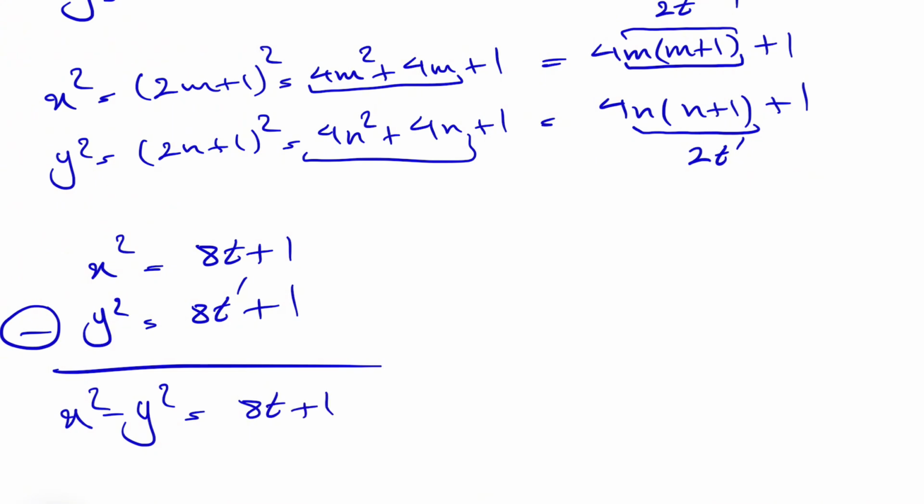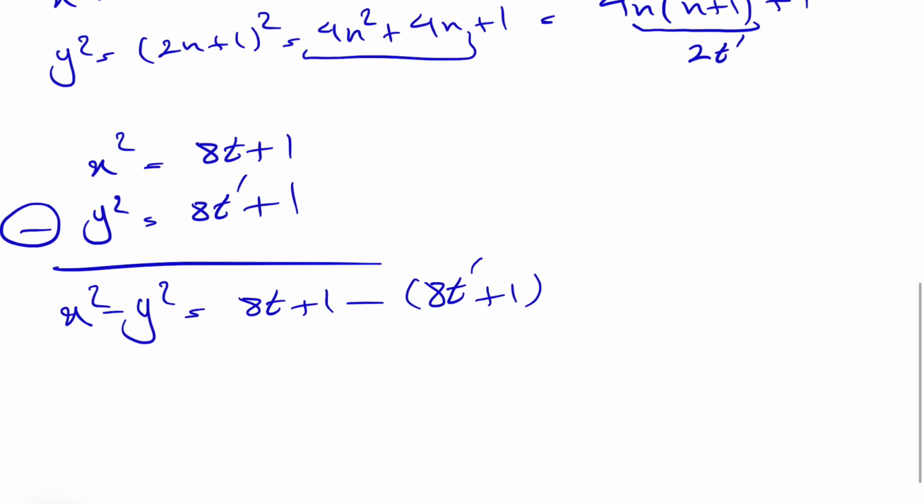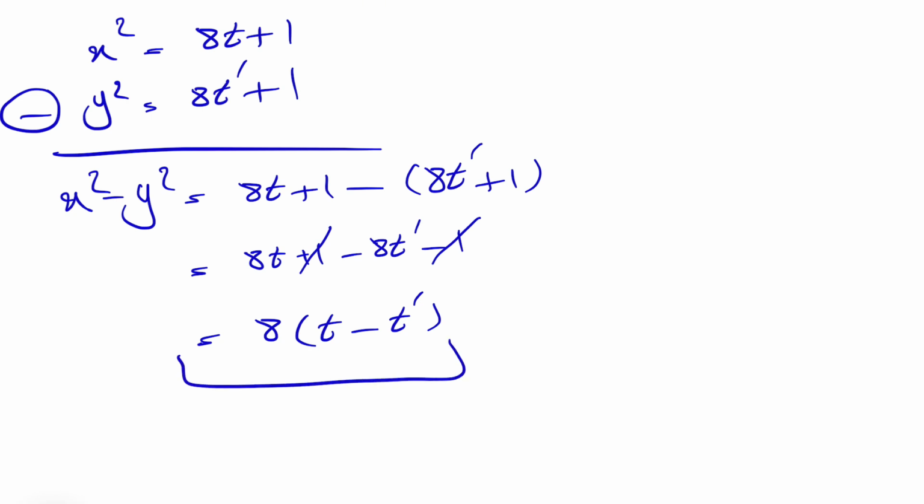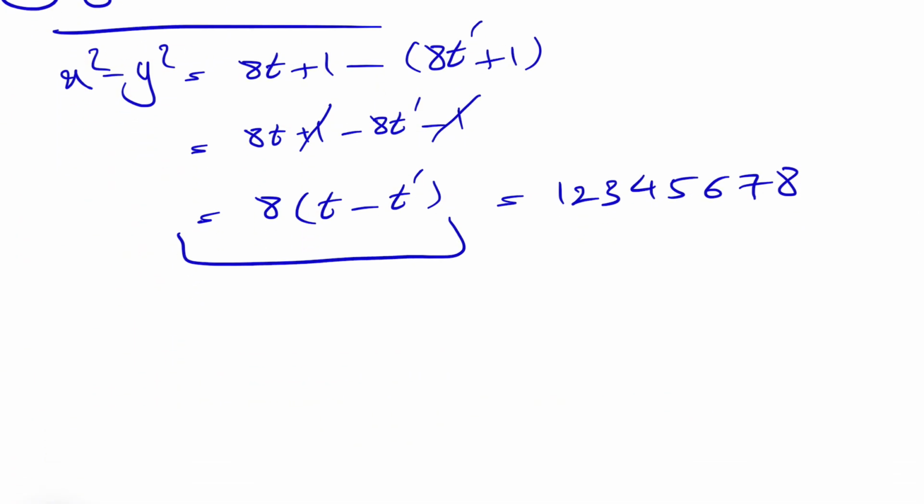And what we have is x squared minus y squared, which is what the question is asking. So 8t plus 1 minus (8t prime plus 1), and that's going to be 8t plus 1 minus 8t prime minus 1. So the ones will cancel out, and at the end of this, if we factor 8, we'll have t minus t prime. So that shows that whatever we have on the right side of the equation, which was 1, 2, 3, 4, 5, 6, 7, 8, has to be divisible by 8.